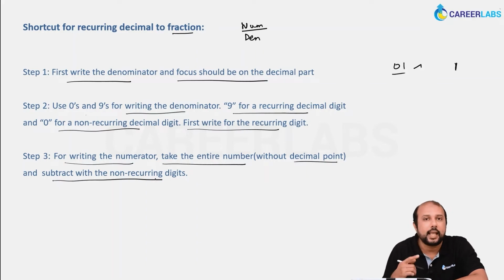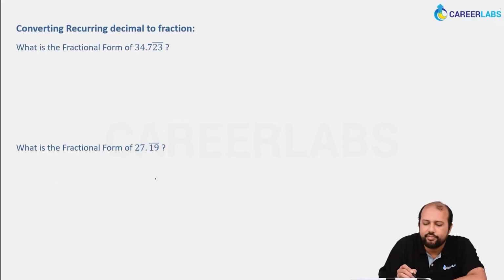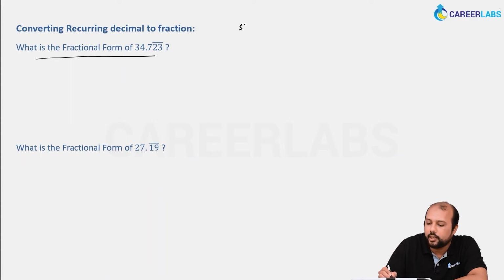Okay, let's take the same example probably. What is the fractional form of 34.7 with 23 recurring? Step 1, focus should be on the decimal part while writing the denominator. So what is our decimal part? This is the whole part and this is the decimal part.